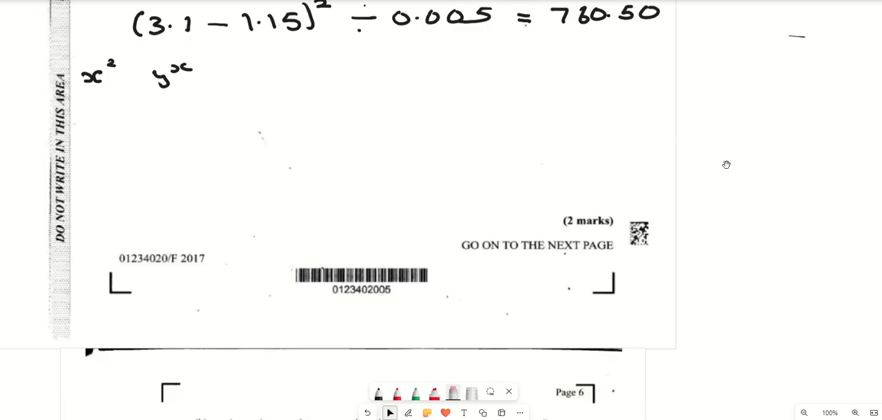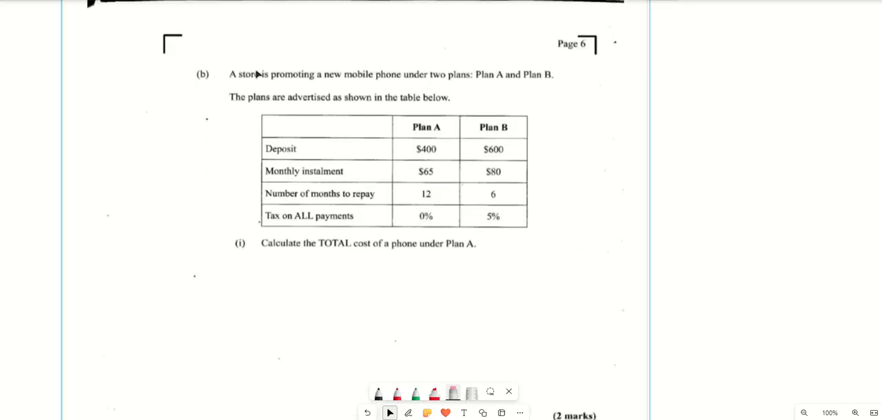Right, let's look at the next question. Part B: a store is promoting a new mobile phone under two plans, Plan A and Plan B. The plans are advertised in the table shown below. Deposit $400 or $600, monthly payment $65 and $80, number of months 12 and 6, and taxes 0% and 5%. Calculate the total cost of Plan A.